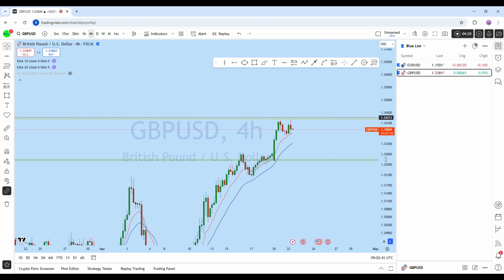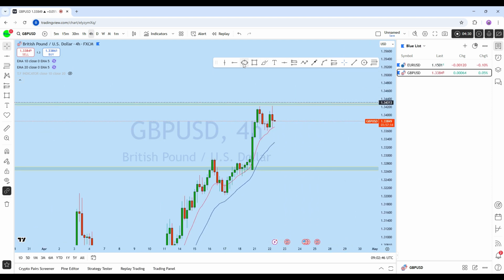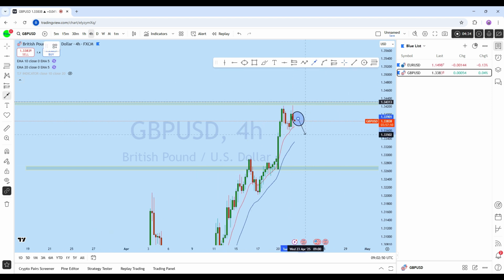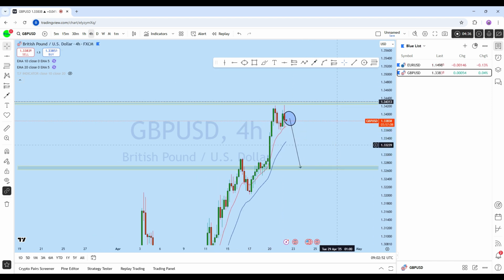So this is the lower time frame price action. We'll be waiting for potential entry opportunity. As soon as we will find suitable price action, we'll be looking for going short on GBP USD with a high probability trade setup.